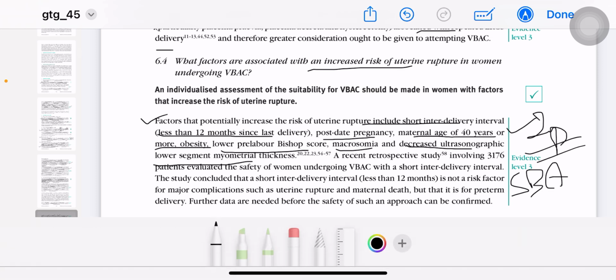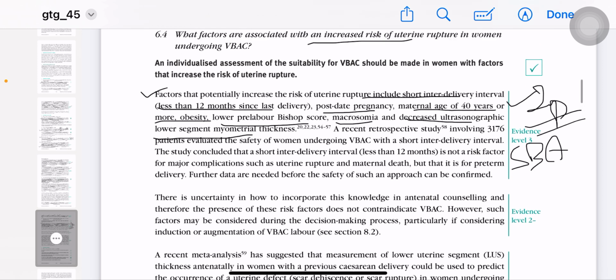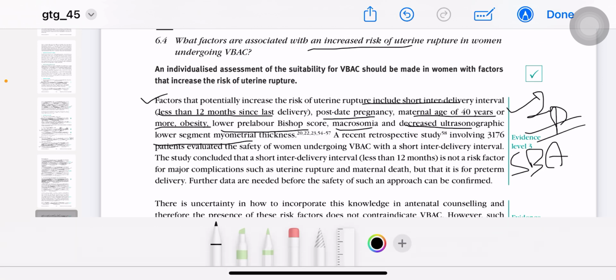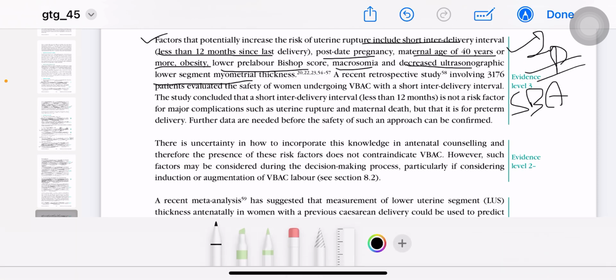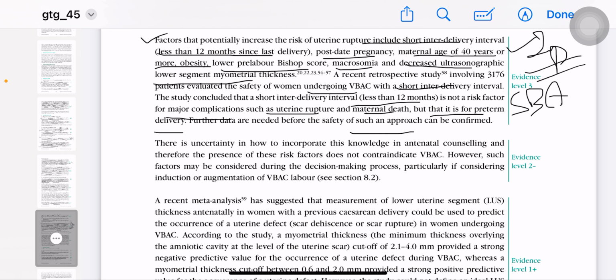Because of the lower success rate with these factors, that's why. So these are the factors that increase the risk of uterine rupture: patients with a short pregnancy interval, post-dates, and age of 40 are more prone to uterine rupture. A recent study of women undergoing VBAC with a short pregnancy interval found that when it is less than 12 months, it is not a risk factor for major complications such as uterine rupture or maternal death, but it is for preterm delivery. Further data are needed before the safety of such an approach can be confirmed. So they said that more studies are needed.